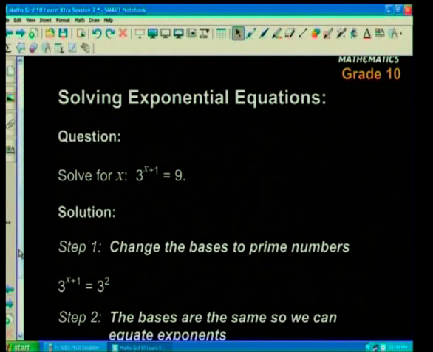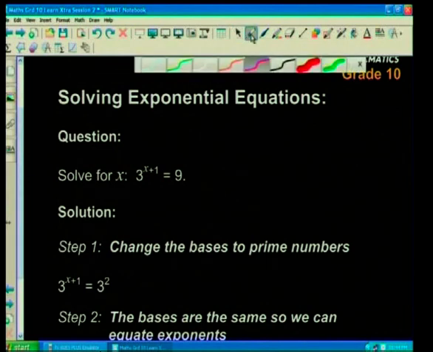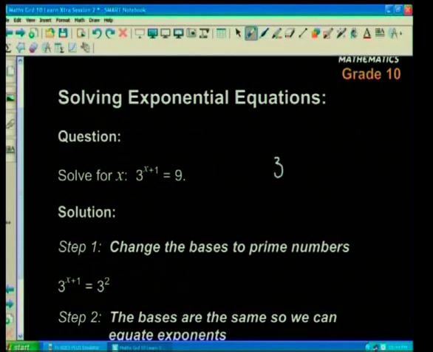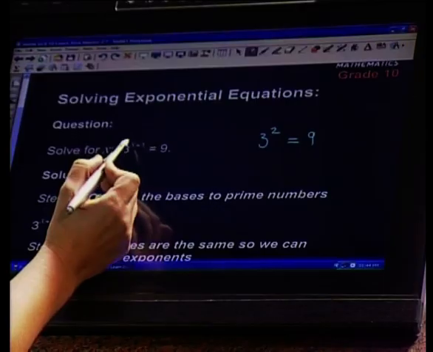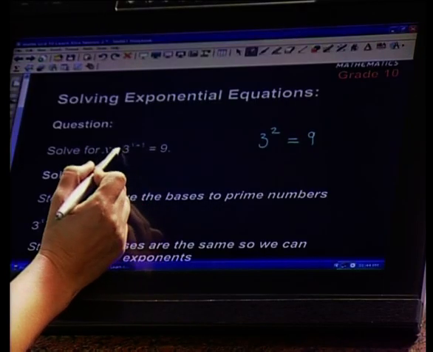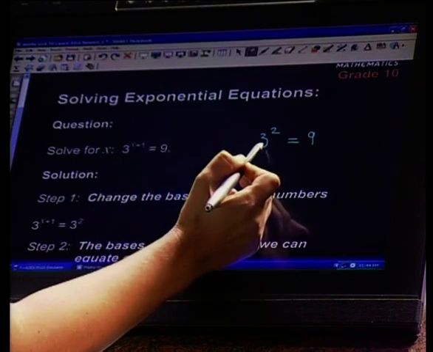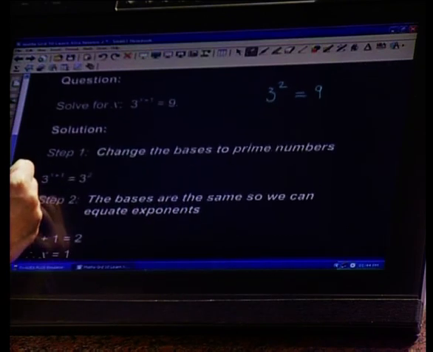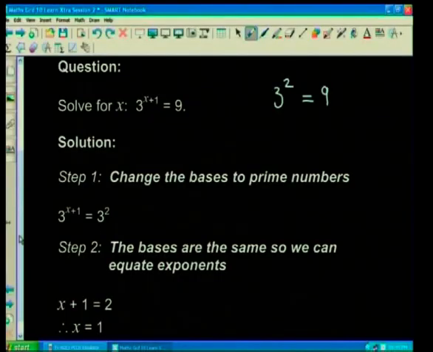Okay, the first question says 3 to the power of x plus 1 is equal to 9. Now the first thing we've got to do is change 9 to be 3 to the power of 2. So 3 to the power of 2 is equal to 9. Why do we do that? Because the variable is in the exponent and we need to therefore get the bases the same. So you'll see that this has been done in the next step. 9 has now become 3 to the power of 2, and we've got 3 to the power of x plus 1 is equal to 3 to the power of 2.